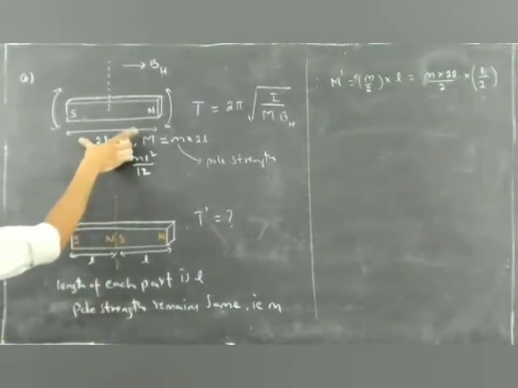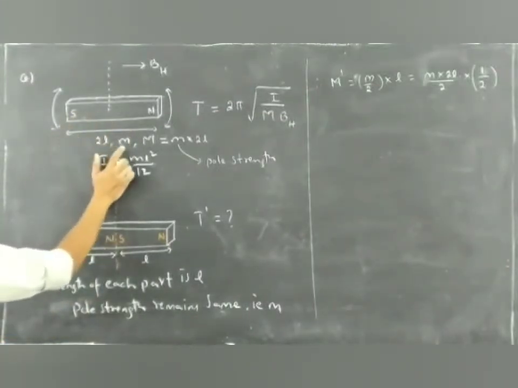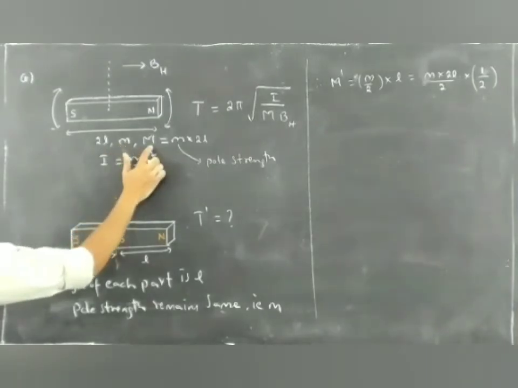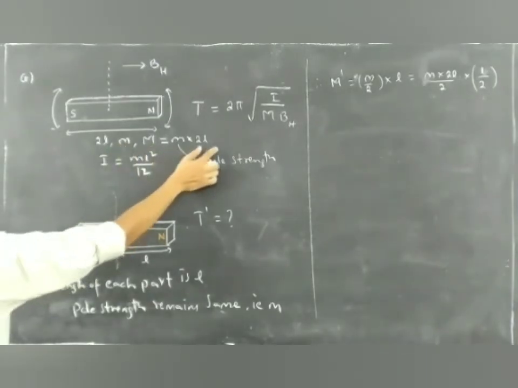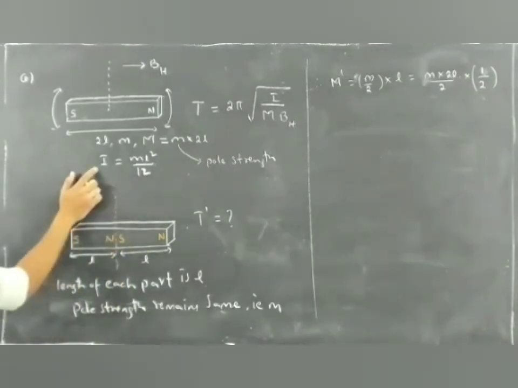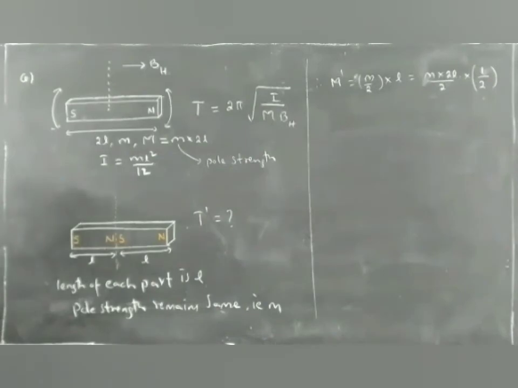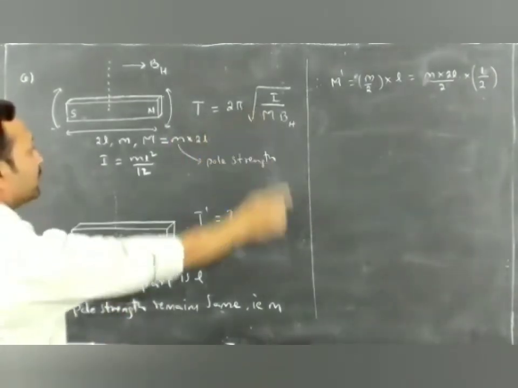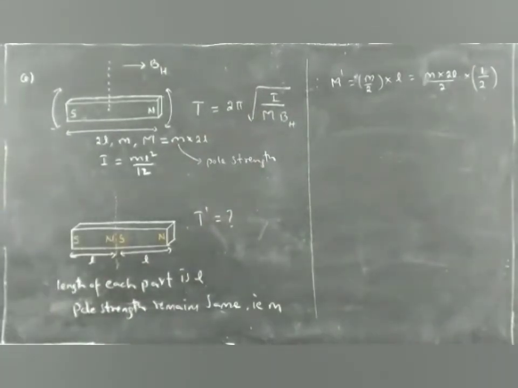The length of the bar magnet is 2L, and m is the pole strength of the bar magnet. The magnetic moment is equal to pole strength into 2L. The moment of inertia of the bar magnet is ML square by 12. So the time period is equal to 2 pi root of I by M B_H.